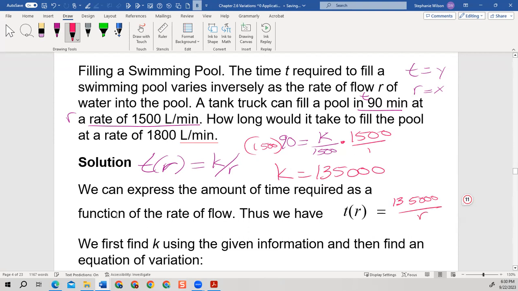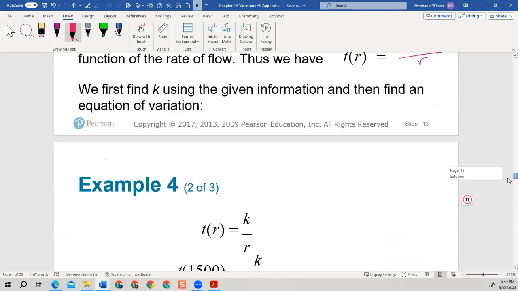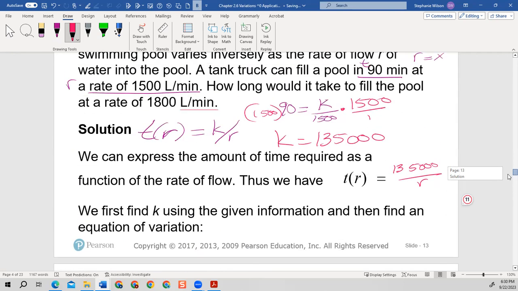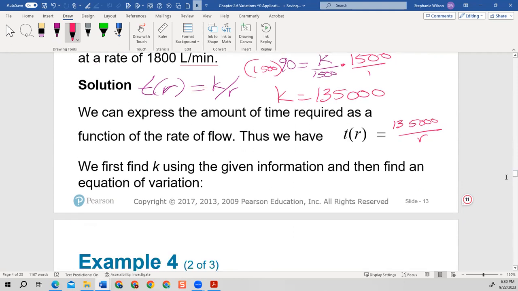Okay. So now the last part said, what does it want us to do now? Let's go to that page. It says next, we use the equation to find the time. Oh yeah, because we want to figure out what it asked for. It said, how long would it take to fill the pool at a rate of 1,800? So what do we got here? We got our T, time, of our rate is equal to K over the 1800.